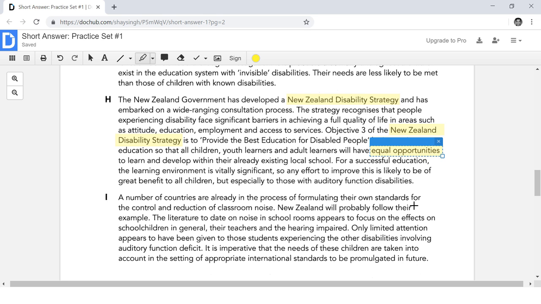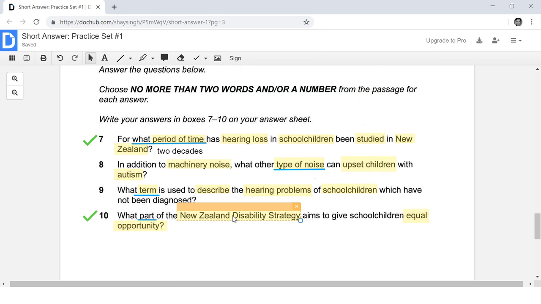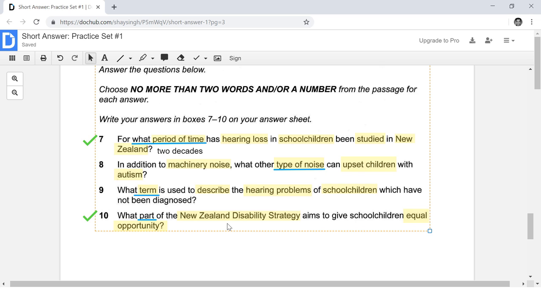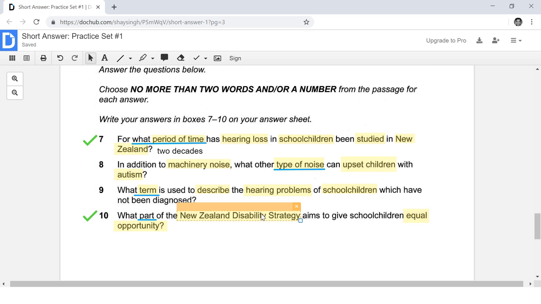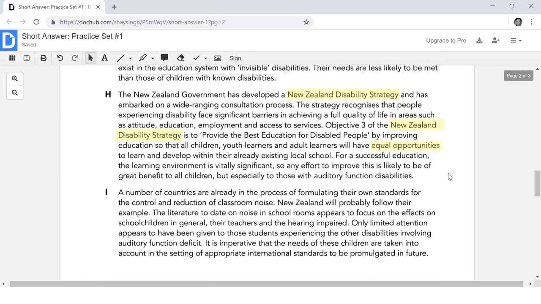Great. So I haven't found anything about part being mentioned just yet. I found New Zealand disability strategy and equal opportunities, and you might remember that these are 2 of our keywords. So we found that, and I'm pretty sure that is going to be our matching sentence. Now, all we are looking for is what is the part of this agency or this program that aims to give school children equal opportunity. What is the part? What is it called?